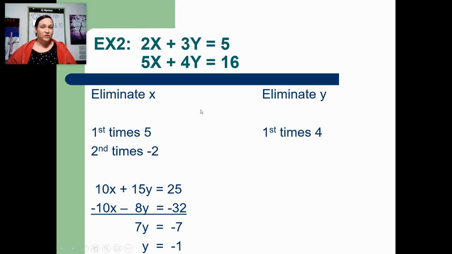I'm going to multiply the first equation by 4. So I'll get a positive 12y. And then if I do that, I'll need to multiply the second equation by negative 3. So I get a negative 12y.